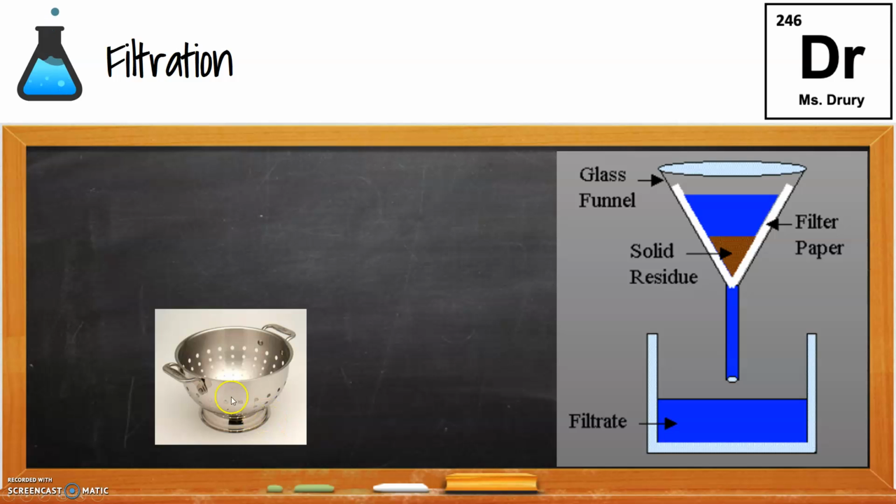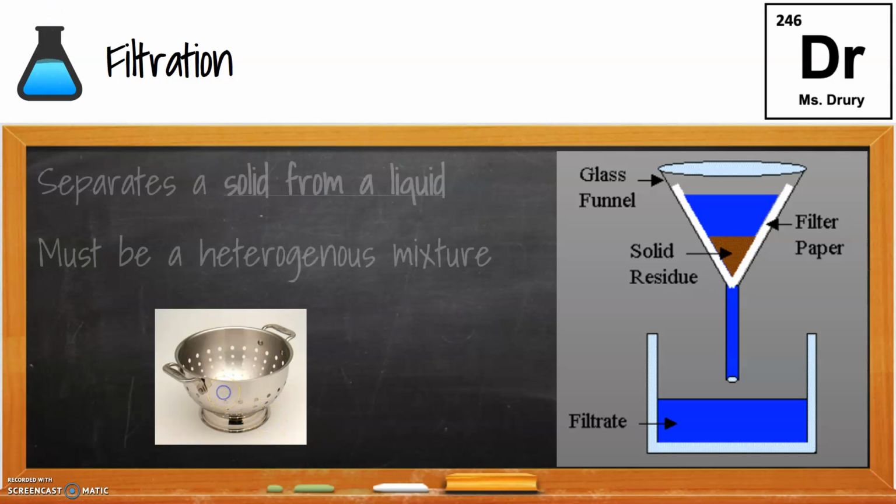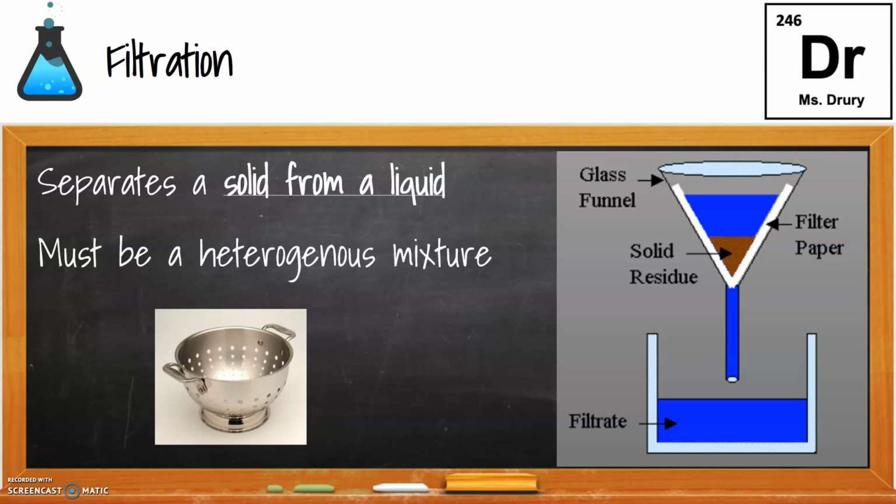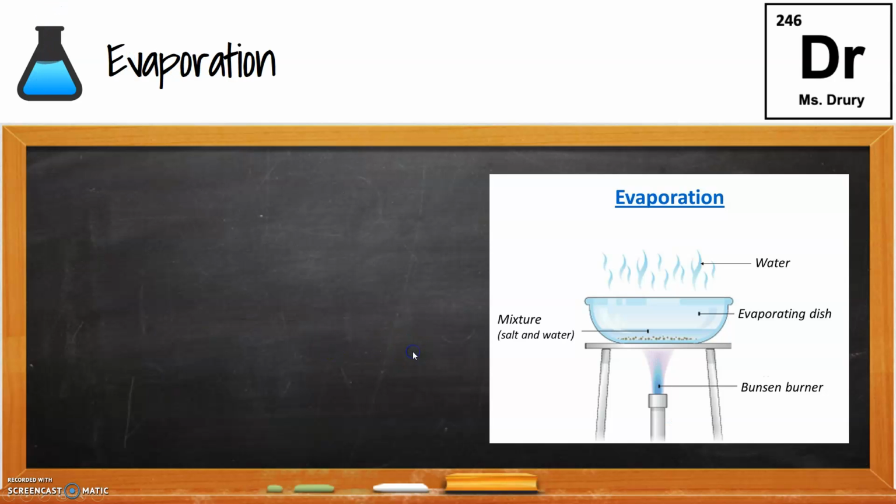You might have done this if you ever drained potatoes or pasta. You're filtering the solid from the liquid. So filtration takes a solid from a liquid, and it must be a heterogeneous mixture. So you have to be able to see the solid and the liquid so that the filtration system also sees it. We don't use a colander like you might at home. We use a funnel with filter paper, and the solid residue will stay on the filter paper, and the liquid layer will go through the filter paper into what's called a filtrate, or the beaker on the bottom.